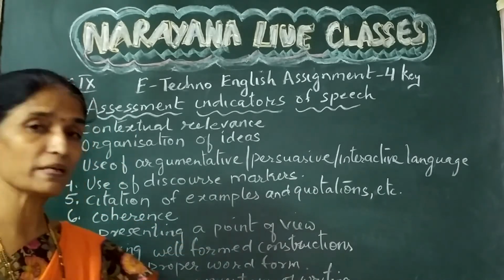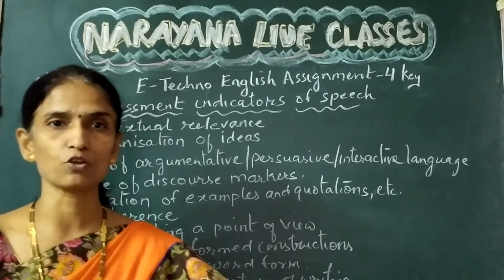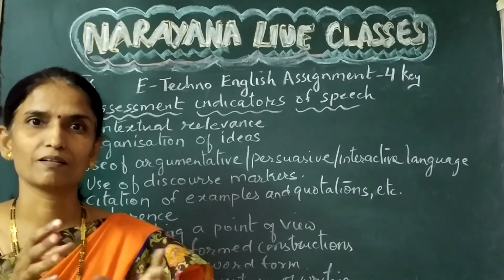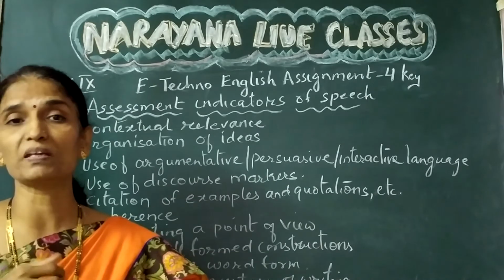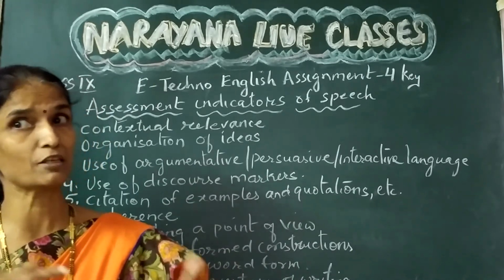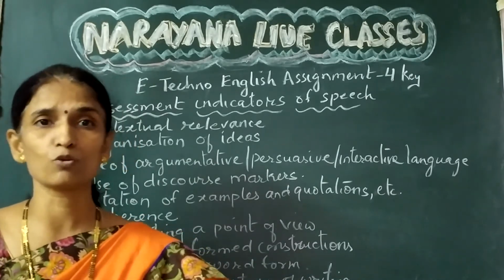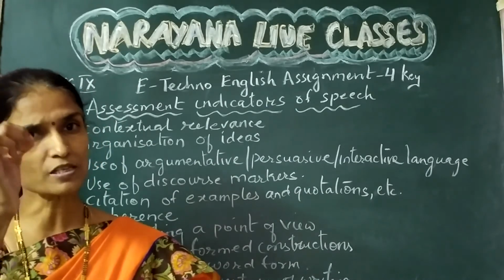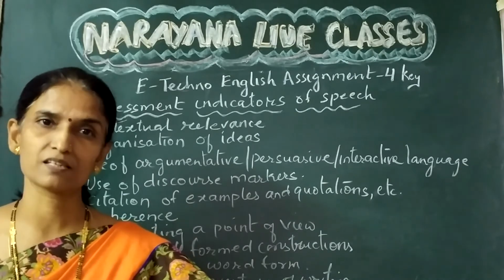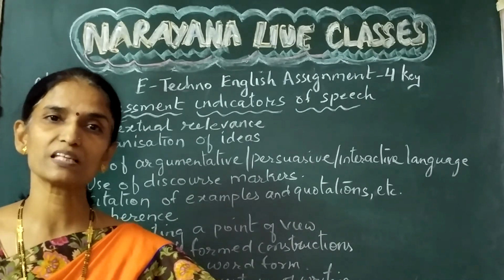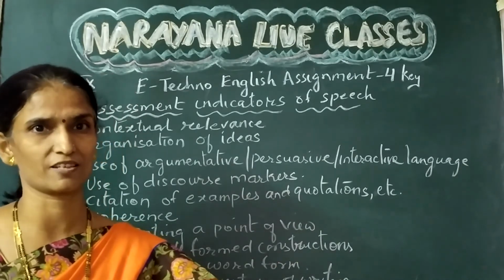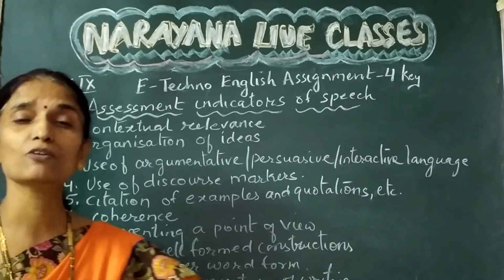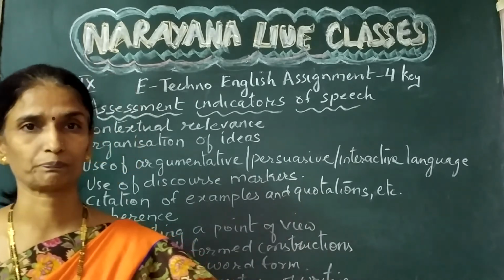The seventh assessment indicator is presenting a point of view. So, you cannot just be apprehensive about the point you speak or be doubtful and say this could be true, that could be true. No dilly-dallying there. So, you should stand by your points. Okay, so you cannot say this is right and that also is right. You should stand by one point.